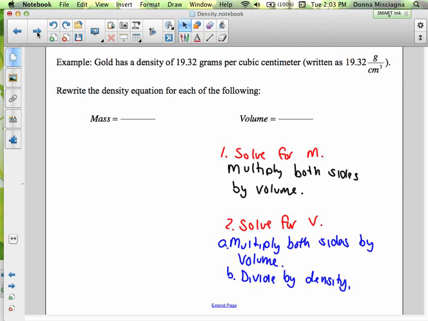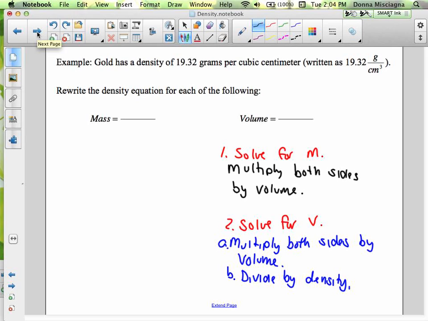All right, so let's take a look at this one. Gold has a density of 19.32 grams per cubic centimeter. We want to rewrite the density equation for each of the following. I want you to put all that I have written on the board already in your notes. There's room on that page. And then we're also going to rewrite our density equations so that we know, what if we don't want to find density? What if we want to find mass or volume? How do we do that?